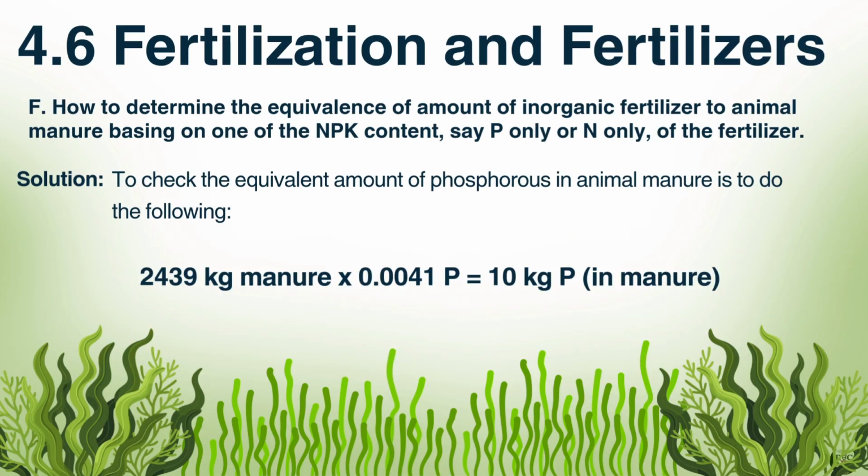So to check the equivalent amount of phosphorus in animal manure is to do the following. So we take the kilogram of manure, the 2,439, and multiply it by 0.0041 P. So the answer is 10 kilogram P in manure.